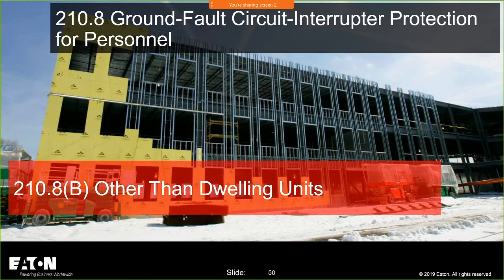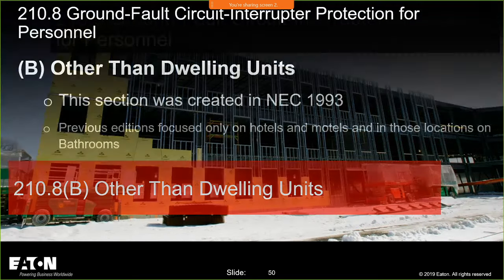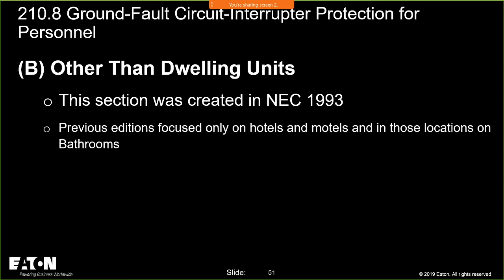Now let's talk about other than dwelling units. Another important area to consider. From a historical perspective, 210.8(B) didn't exist before the 1993 version of the NEC. Before 1993, we put requirements in chapters 5, 6, and 7 for GFCI protection. That's why back in the marinas in 555, we have GFCI protection. Back in the agricultural buildings, we have GFCI protection.